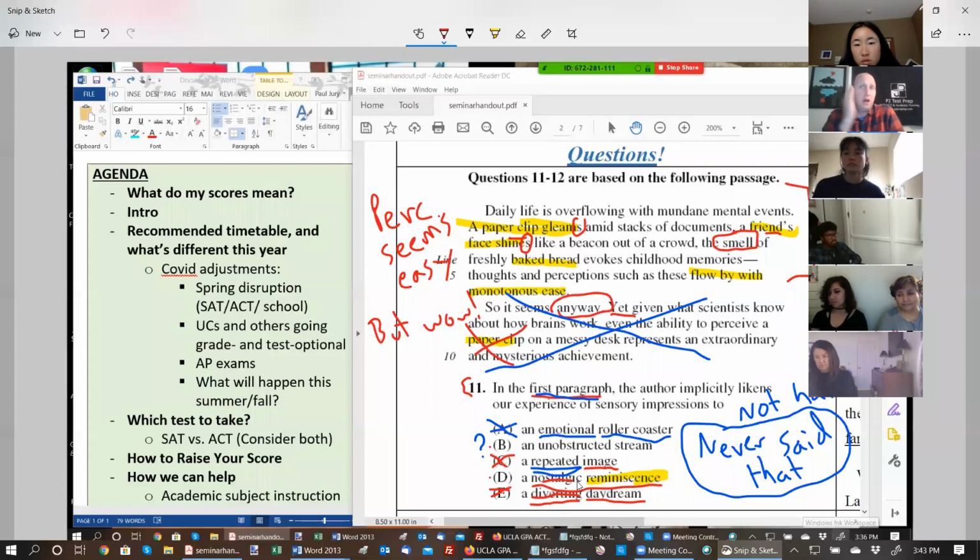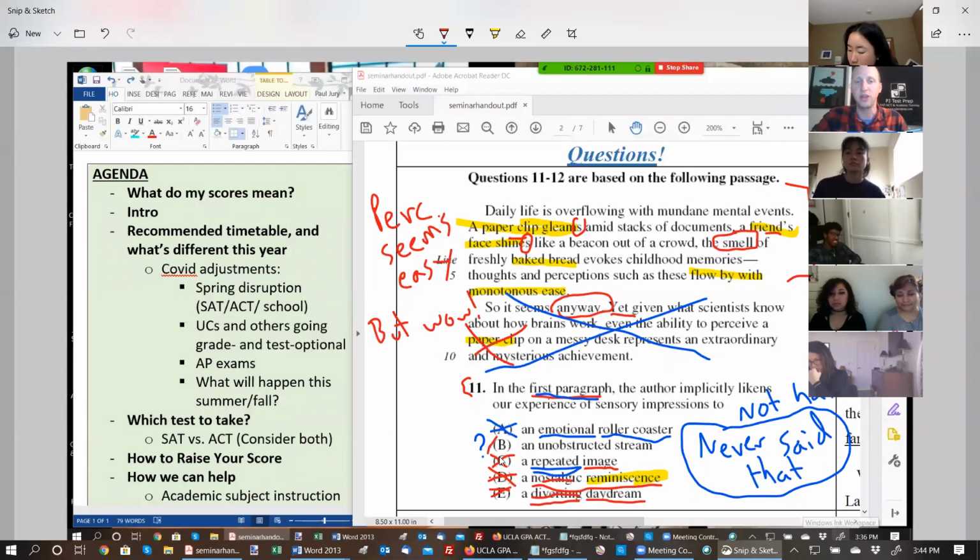Like what? Oh, that paperclip. We had such good times stapling papers together. I miss him so much. What are you talking about? That's not a nostalgic reminiscence. Do not get suckered into the ones that are a little bit right. They have to be all the way right.